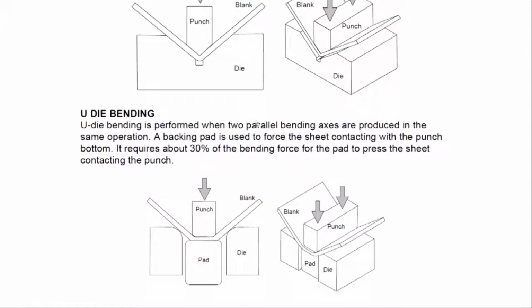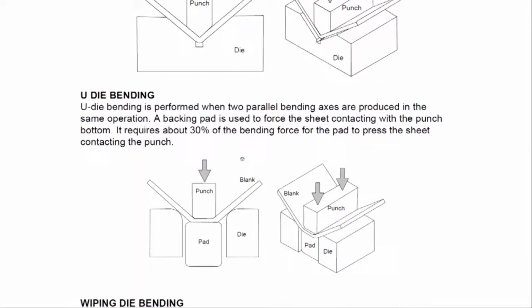U-die bending is performed when two parallel bending axes are produced in the same operation. A backing pad is used to force the sheet contacting with the punch. It requires 30% of the bending force for the pad to press, and so on. Why this is done is, if you are to have a cumulative bending, it may not be possible for us to put something else here and then clamp it here. Once the U is formed, clamping the U again is a little problem. There is no way of continuing the other bending. So bends are close together.